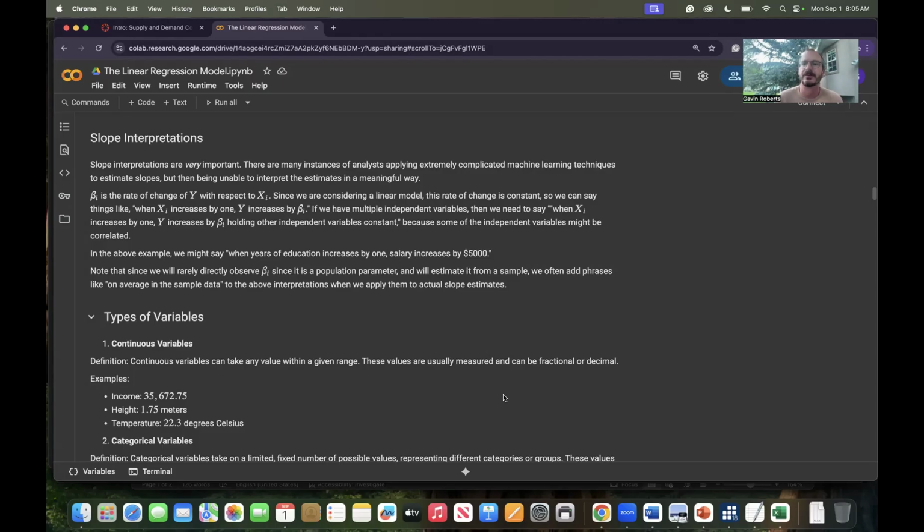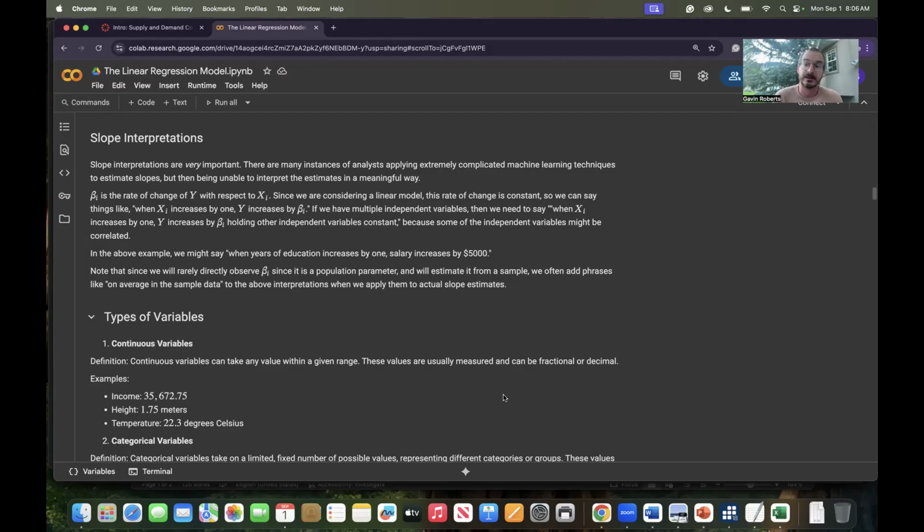Beta i, the coefficient on xi, like beta 1 is the coefficient or slope on x1, is the rate of change of y, the dependent variable, with respect to xi. Since we are considering a linear model, this rate of change is constant. So we can say things like when x increases by 1, y increases by beta. If we have multiple independent variables, then we need to say when x increases by 1, y increases by beta, holding the other independent variables constant.